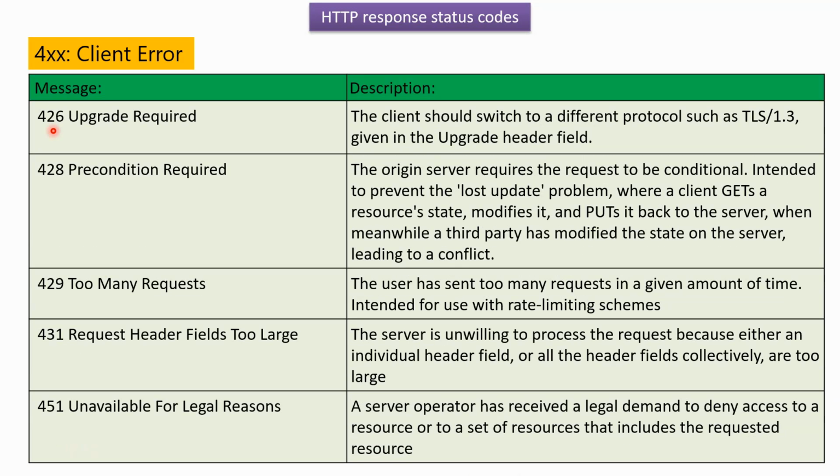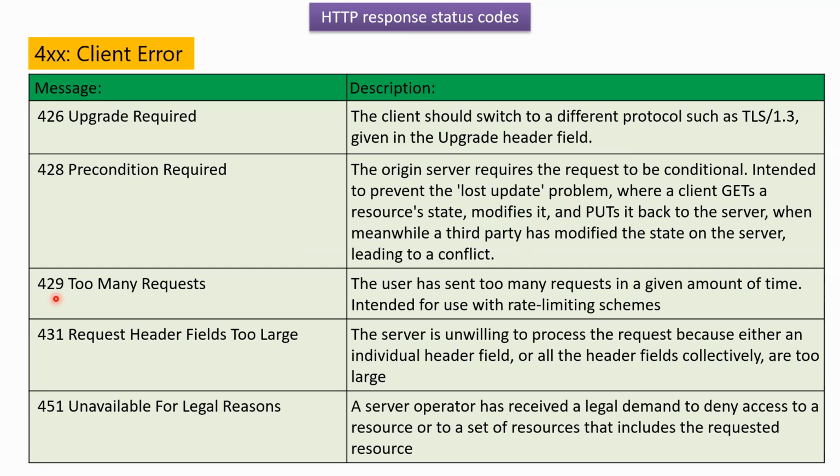Status code 426, which is nothing but upgrade required. The client should switch to a different protocol such as TLS 1.3, given in the Upgrade header field. Status code 428, which is nothing but precondition required. The origin server requires the request to be conditional, intended to prevent the lost update problem, where a client gets the resource state, modifies the state, and puts it back to the server. Meanwhile, a third party has modified the state on the server, which leads to a conflict.